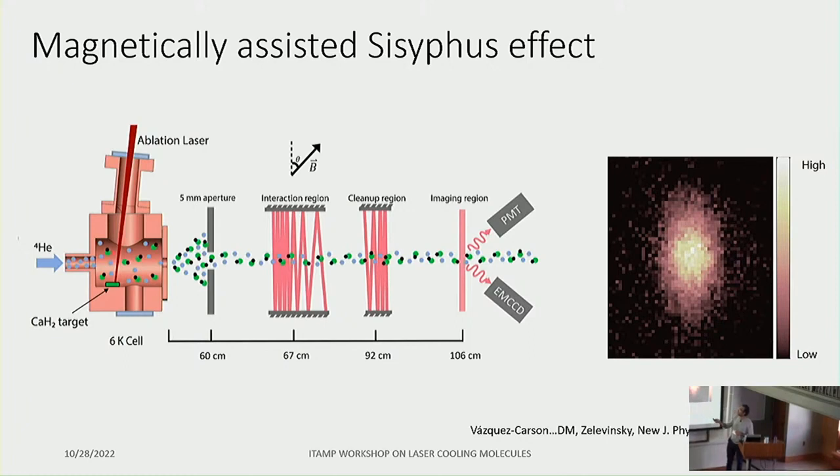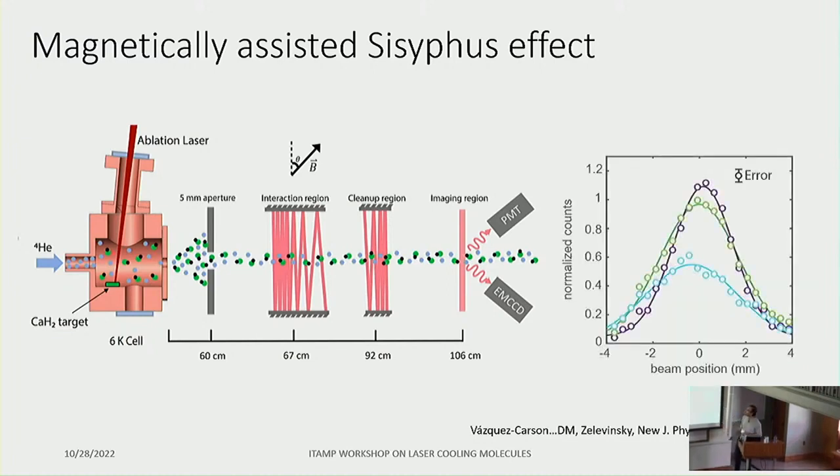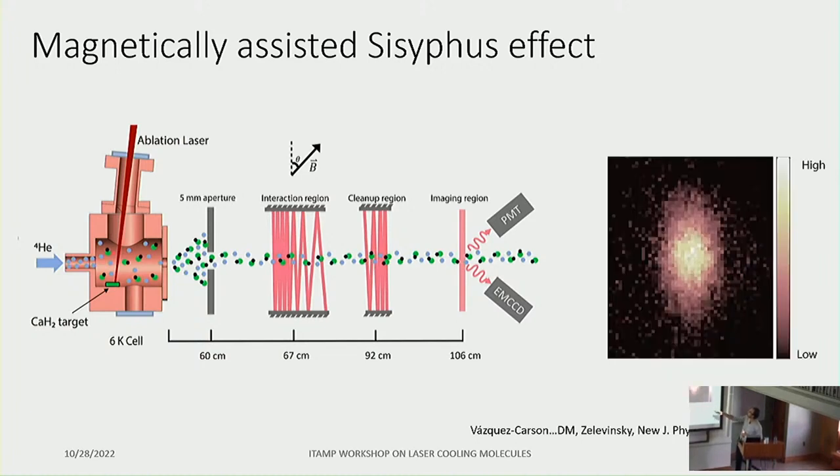So what we do is we use this effect called the magnetically assisted Sisyphus effect, which magnifies the forces that you can apply on a molecular beam, and you can measure a very significant change in size by scattering only order 100, 200 photons. So that's what we do in our experiment. This is the beam profile. In this direction is where we apply forces on the molecule. The molecule is traveling left, right.